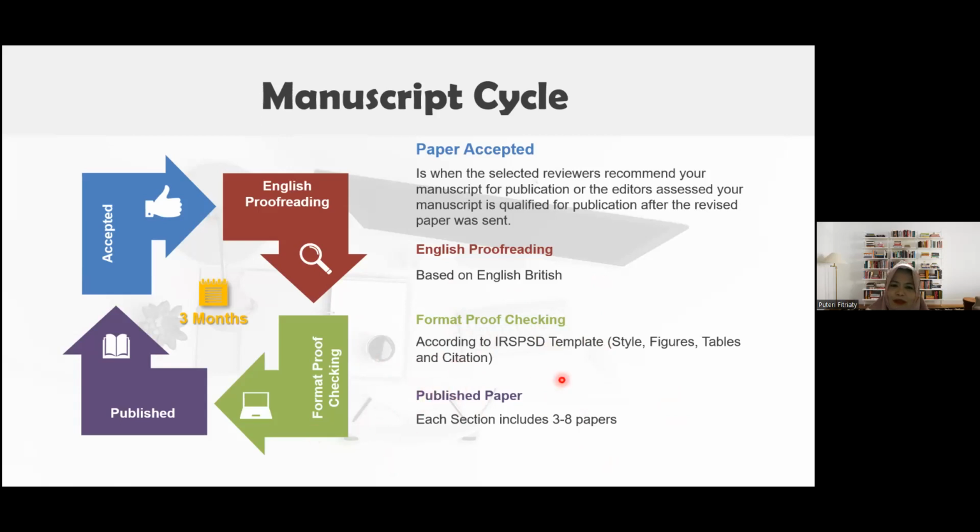Each issue, for each section, like the main section and sections A, B, C, and D, will include a minimum of 3 papers and a maximum of 8 papers. So sometimes 5 papers will be published in each section. And if we have papers from after-conference publication, we will assign that as a special issue, or it will be assigned as a regular submission.